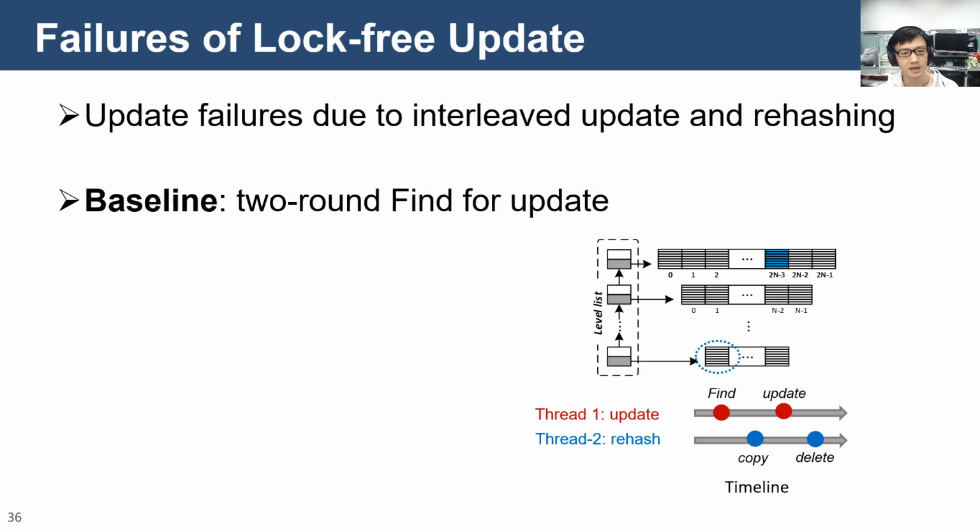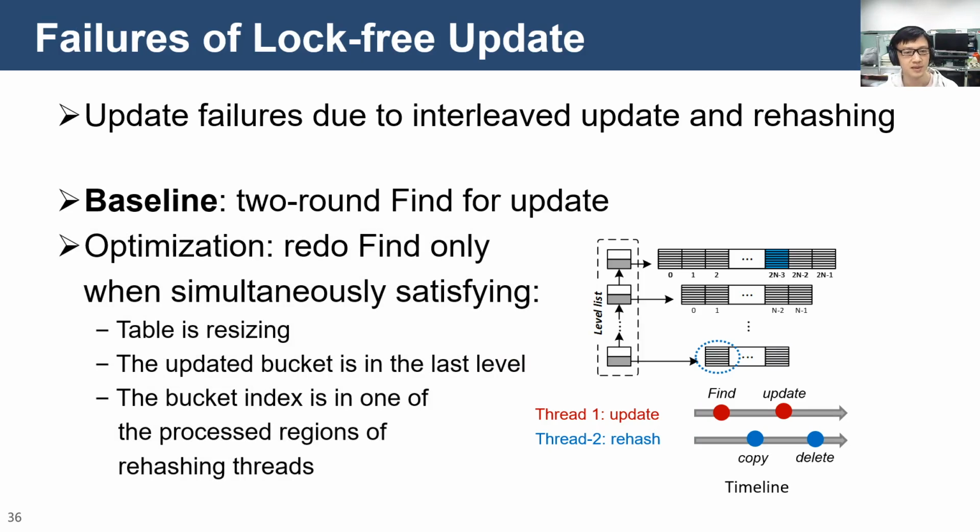To avoid update failures, a baseline scheme is to run find to check if the item has been updated, which however leads to high latency. Clevel hash optimizes the update by filtering unnecessary second run find, since it is rare to simultaneously satisfy all the three conditions. The overall update overheads are acceptable.